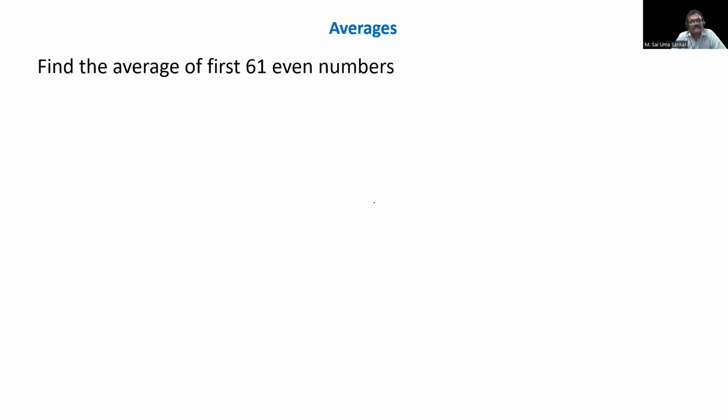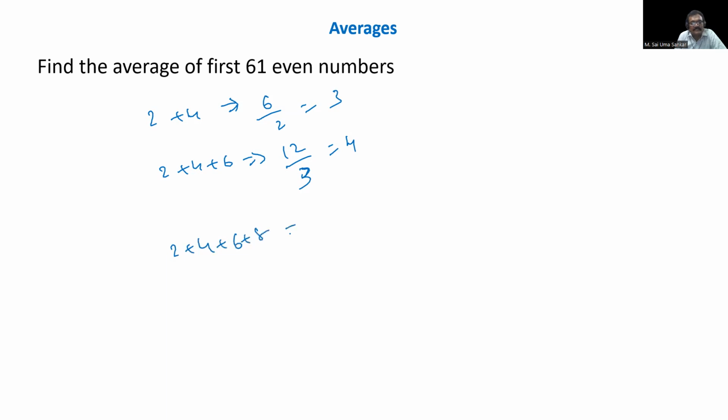The average of first 61 even numbers. First two even numbers, 2 plus 4, that is equal to 6 by 2, that is equal to 3. 2 plus 4 plus 6, that is equal to 12 by 3, is equal to 4. Next, 2 plus 4 plus 6 plus 8, that is equal to 20 by 4, that is equal to 5, and so on. If you observe like this, 2 numbers 3, 3 numbers 4, 4 numbers 5. That means if 61 numbers, then 61 plus 1, that is equal to 62 is the answer.